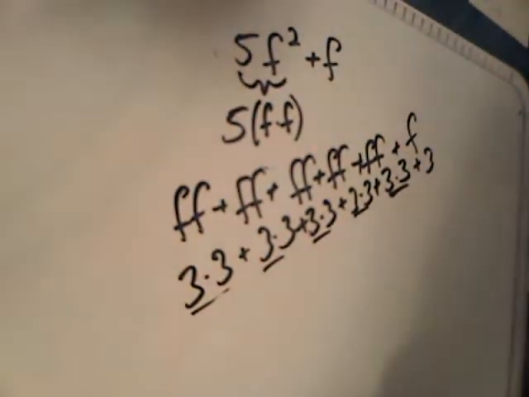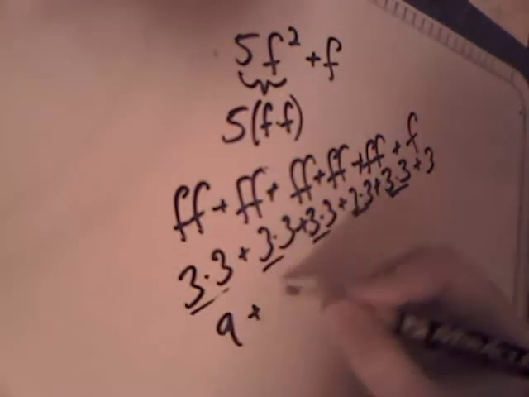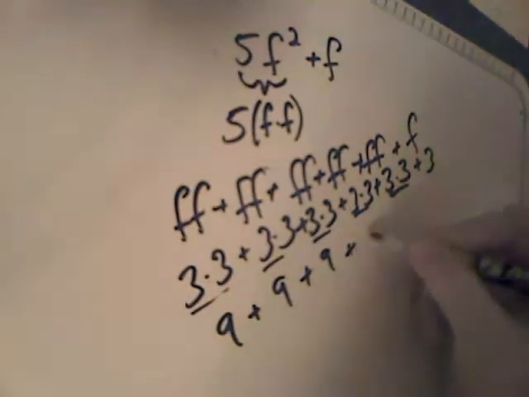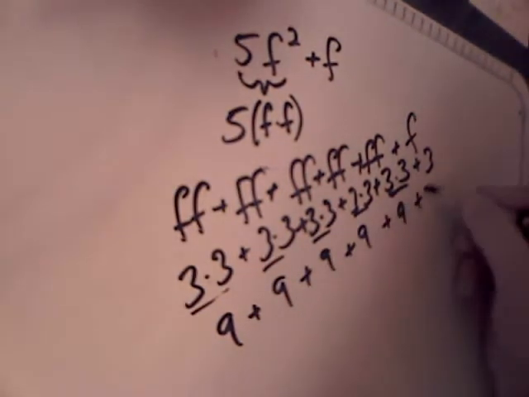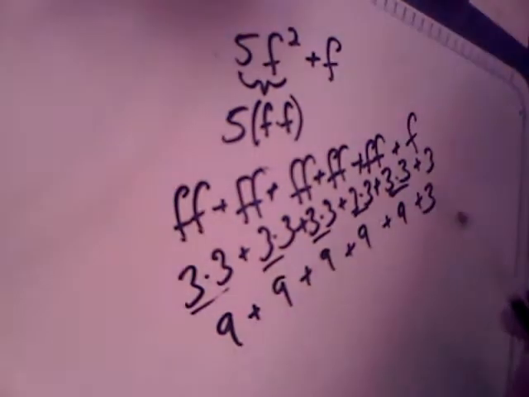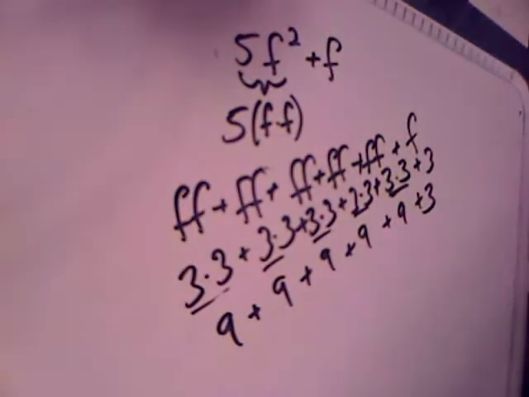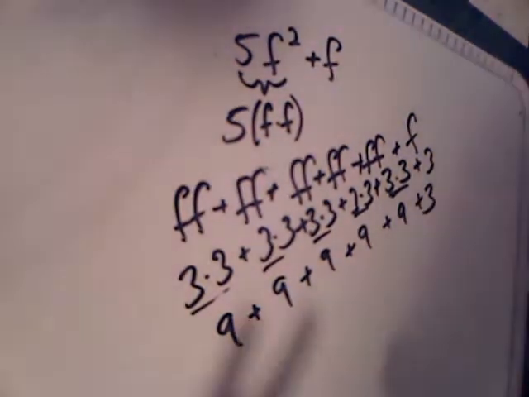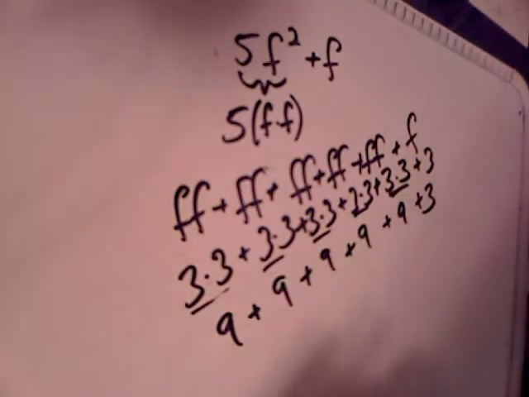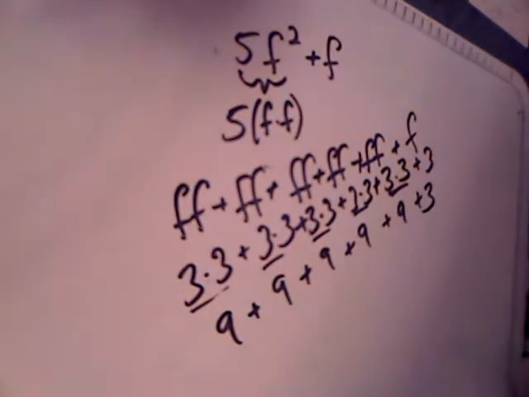When you follow PEMDAS, the first thing that you need to do is you need to multiply. So this becomes 9 plus 9 plus 9 plus 9 plus 9 plus 3. Are 9s the same thing as 3s? No, they're not. And even though I'm putting random numbers in here for variables, I'm only doing that to double check that what I'm doing is correct, and that's the only reason you should be doing it on your work.